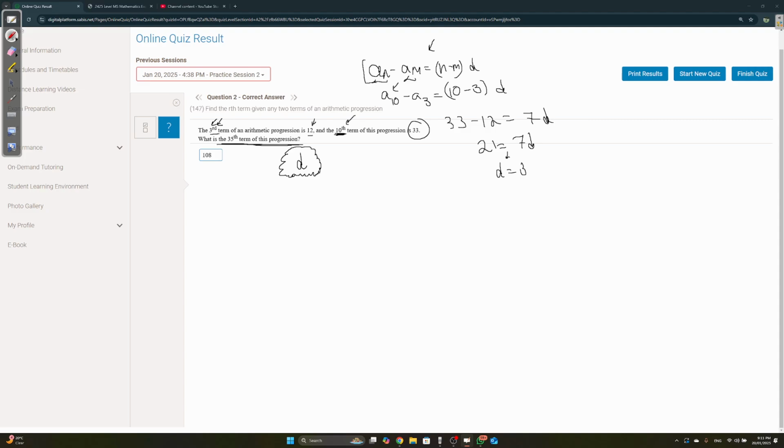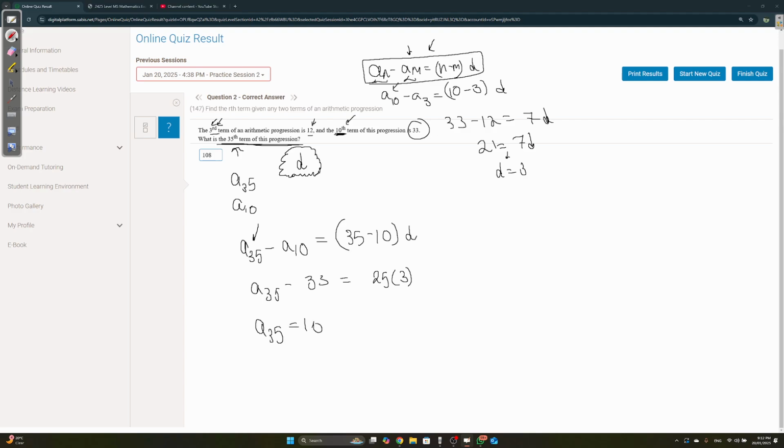So actually using this formula, I can find a35, knowing that I have d now. So I want to find a35. You can use a3 or a10, it doesn't matter. We'll use just a10. Using this formula again, I know that a35 minus a10 is equal to (n minus m)d, so 35 minus 10 times d. Let's start substituting. We're trying to find a35, so we're going to keep it as our unknown. A10 we know is 33, 35 minus 10 is 25, and we know that the constant difference is 3. So you're going to get 75 plus 33, you're going to get 108. So a35 is equal to 108.